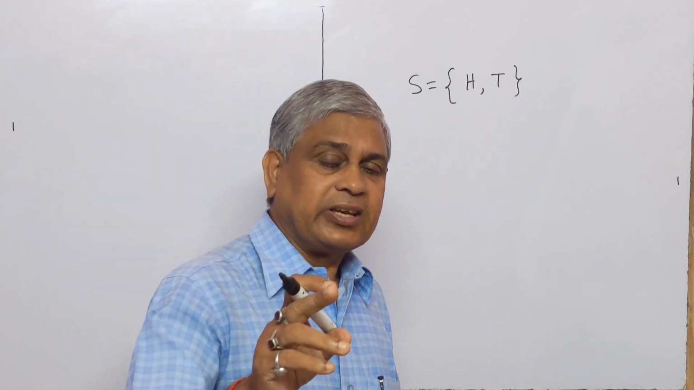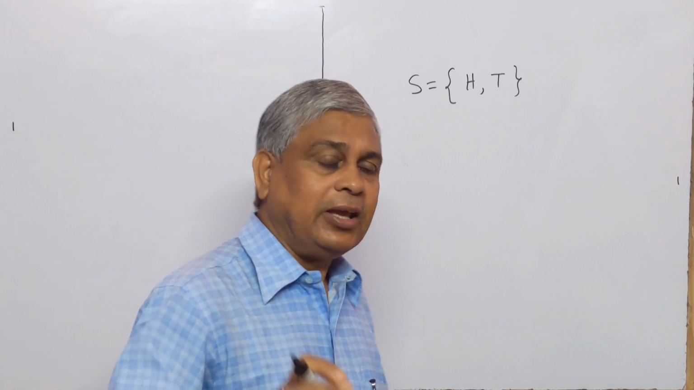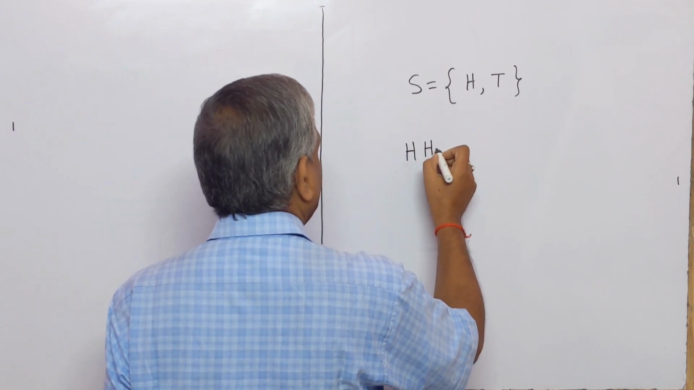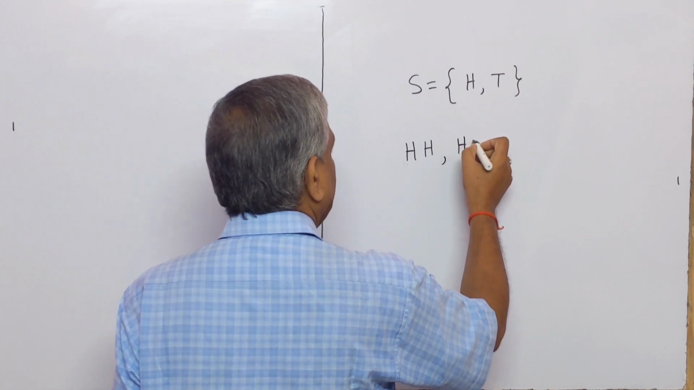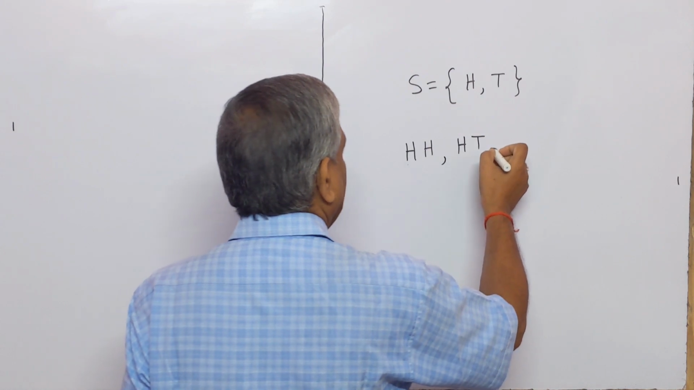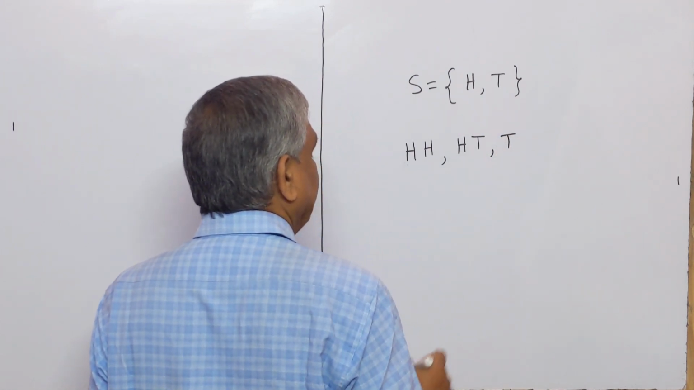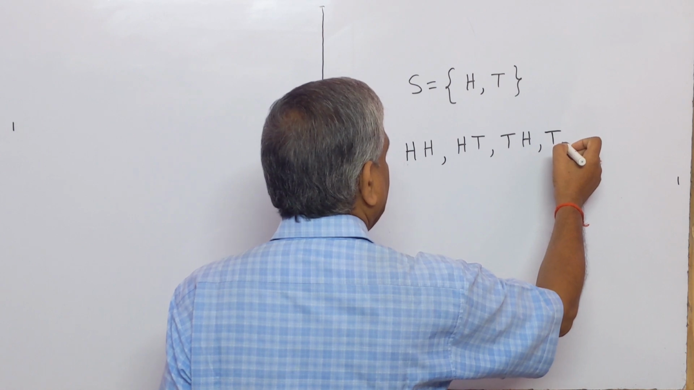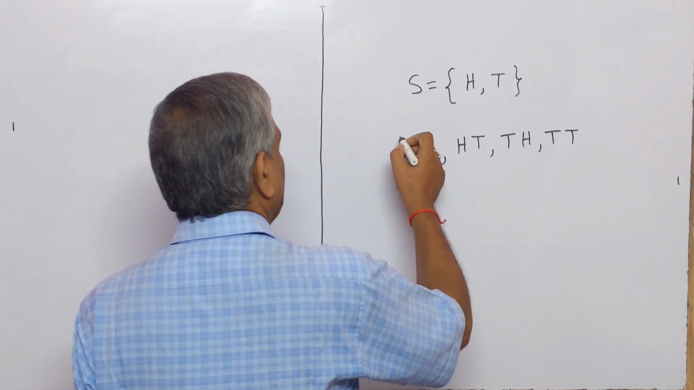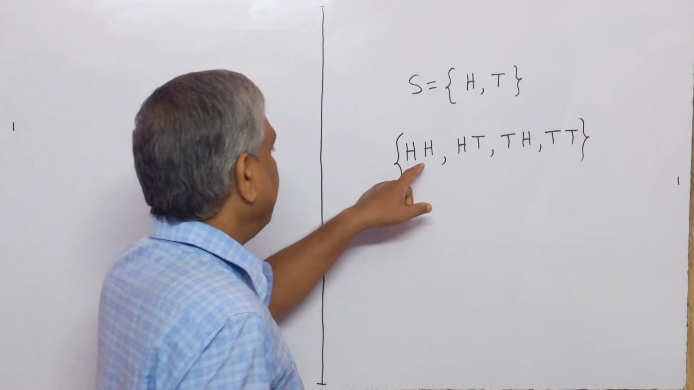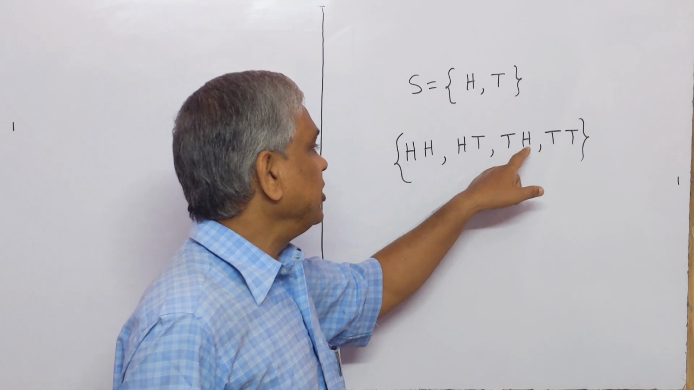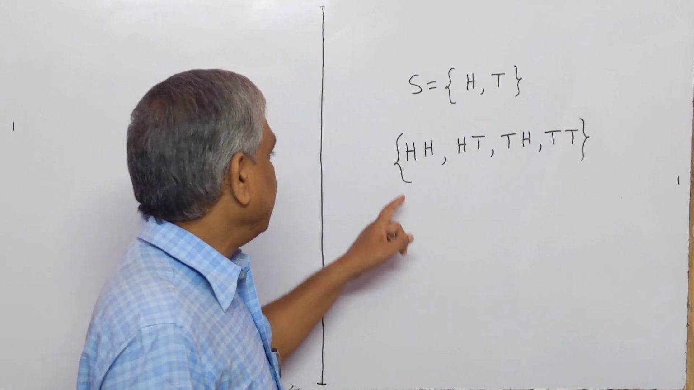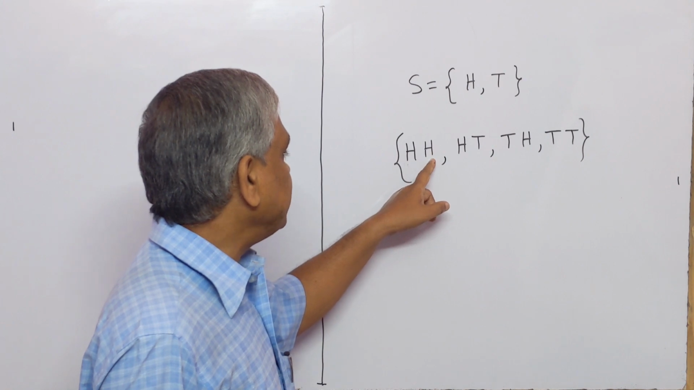If we throw two coins, then possible outcomes be head in the first coin and head in the second coin. Head in the first coin, tail in the second coin. Tail in the first coin, head in the second coin. Tail in the first coin, tail in the second coin. So possible outcomes are HH, HT, TH, TT. HH means the first coin gives the result head and second coin gives result head.